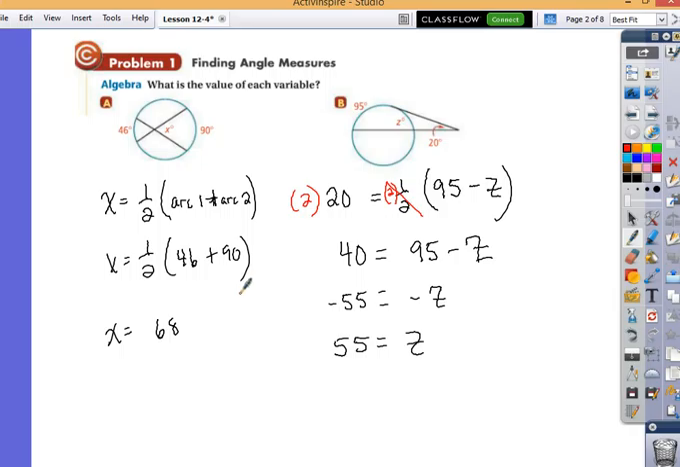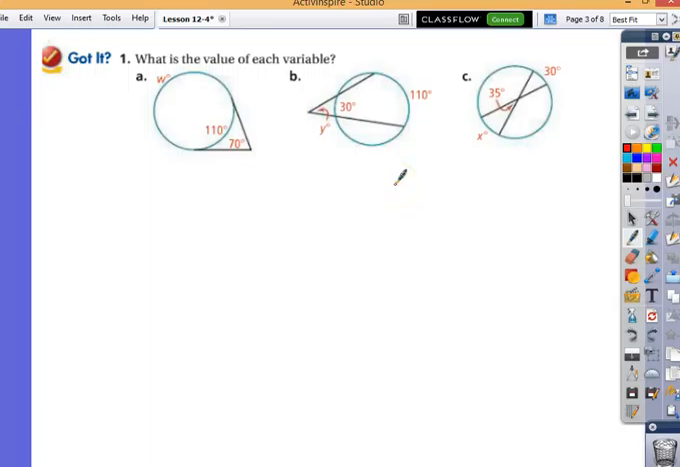Any other questions? All right. Let's see if you can find the values of the variables in each of these figures. And after you find them for A, B, and C, I want you to check with your partner.